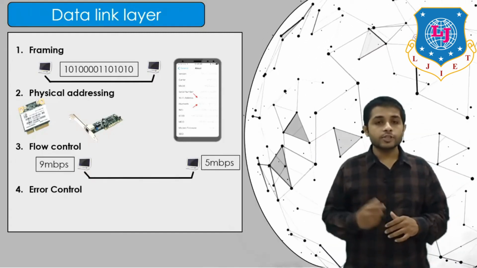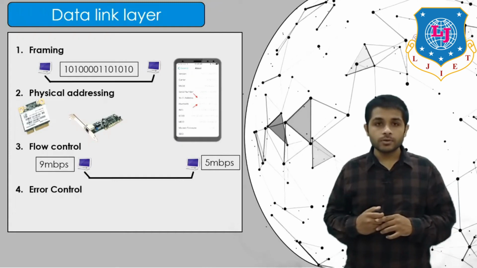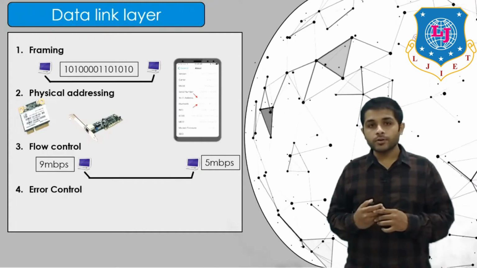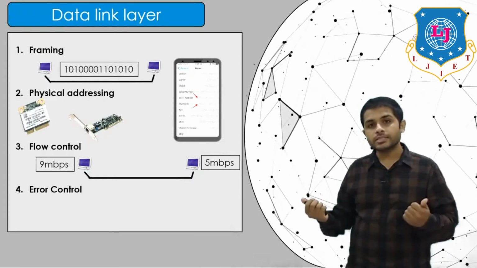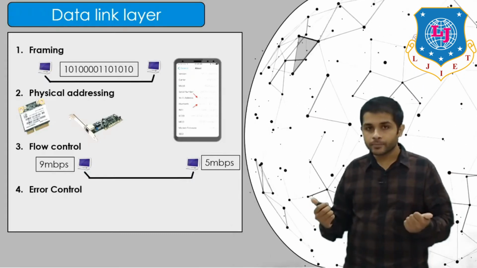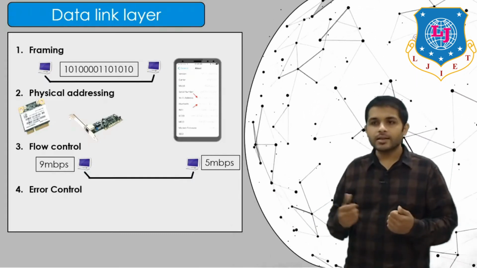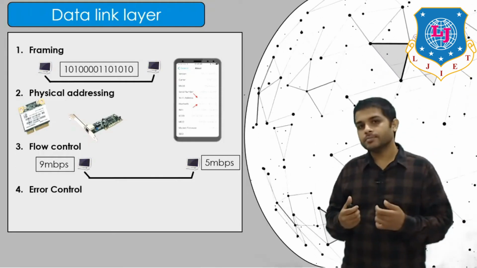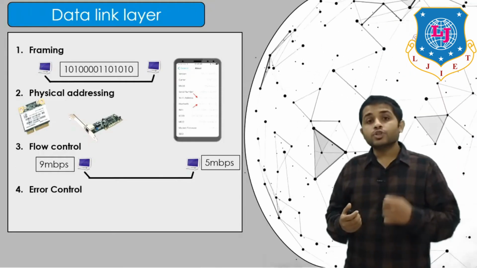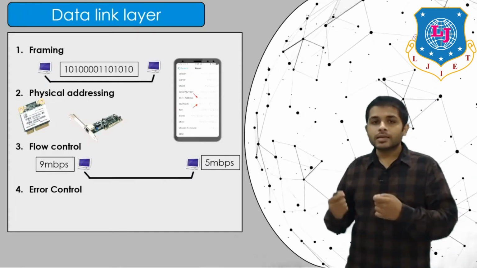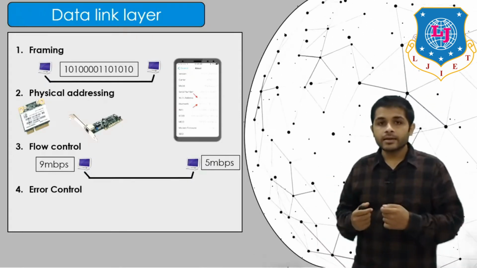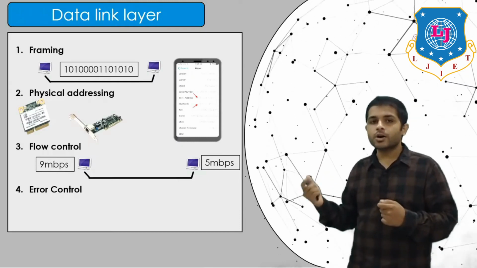Then the next responsibility is flow control. What is the meaning of flow control? When two devices are connected and they have different rates, there is a possibility that data can be lost. So flow control means that the sender will take care that the receiver has received data or not.